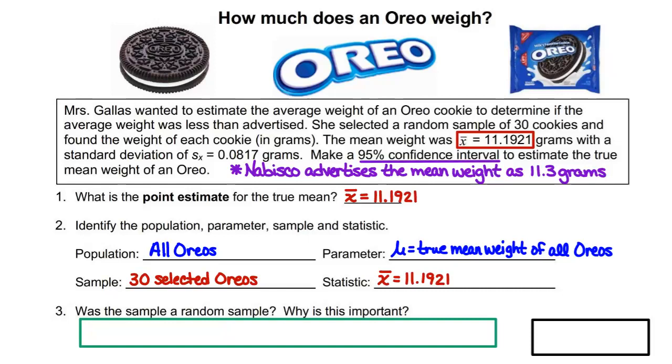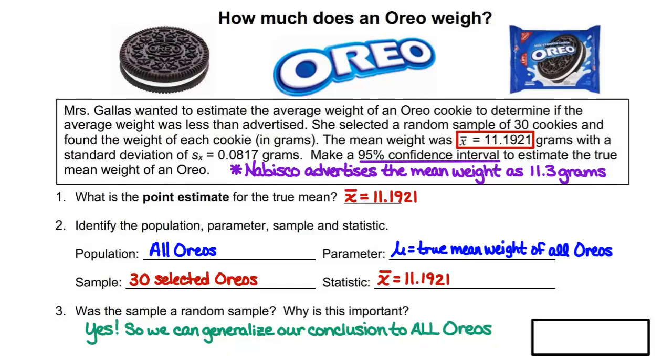Was this sample a random sample? Yes. Why is that important? So that we can generalize to the population, absolutely. We want to generalize our conclusion to all Oreos. That, if you remember from what we've done in the last two chapters, is condition number one that we always have to check. Is it random?